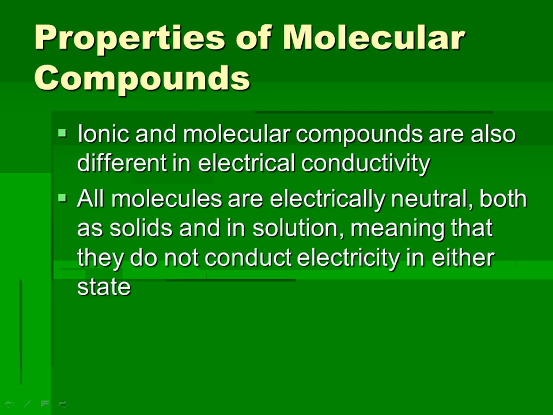Now, ionic and molecular compounds are also different in electrical conductivity. All molecules are electrically neutral, both as solids and in solution, meaning that they do not conduct electricity in either state. Whereas when we talked about ionic compounds, we have something that does conduct electricity very easily.